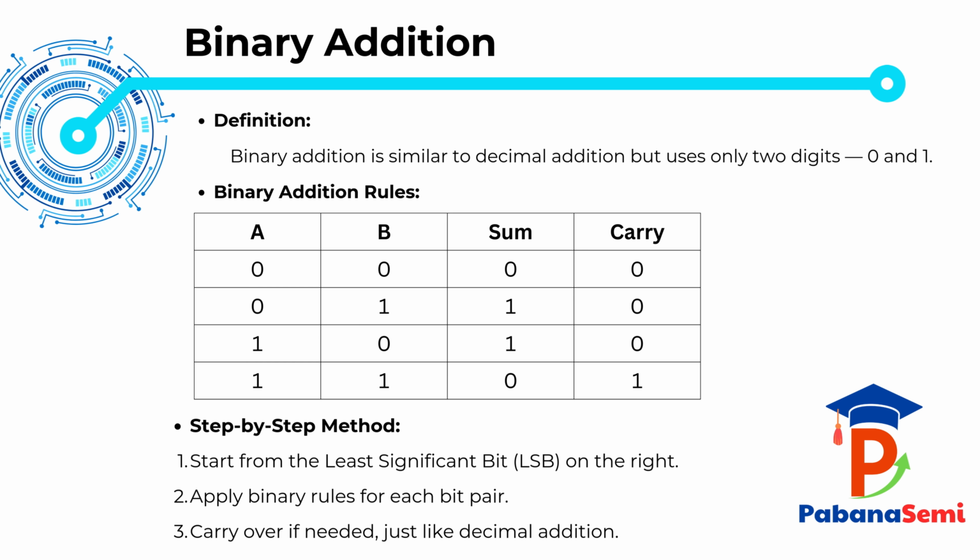Start adding from the rightmost bit, just like in decimal. Remember, if a carry goes beyond the bit limit, it's called overflow. Binary addition is the foundation of all arithmetic operations inside digital circuits.